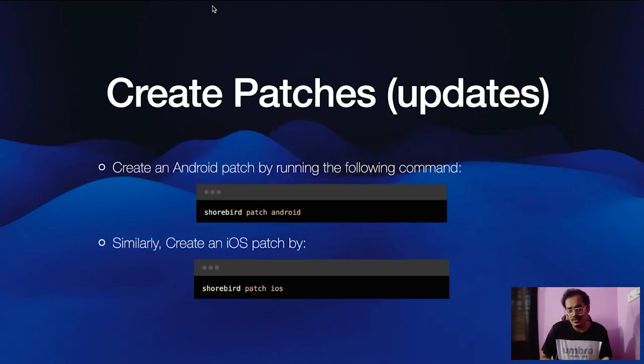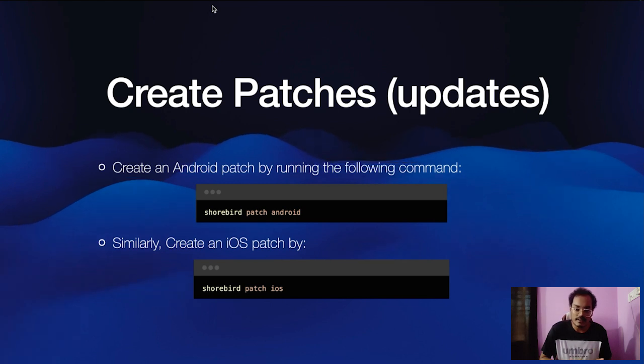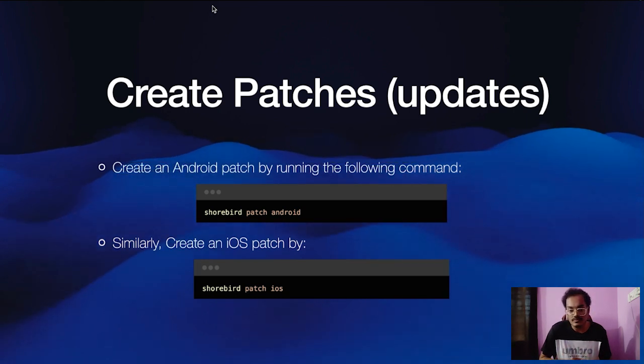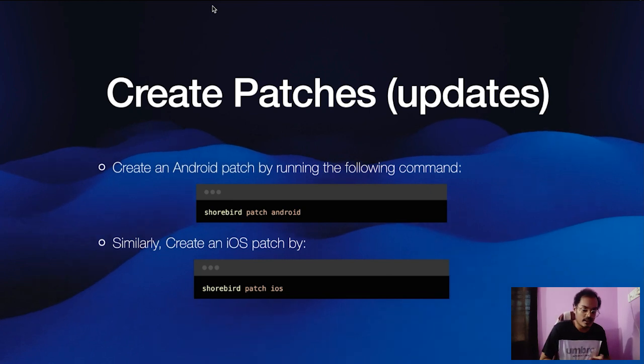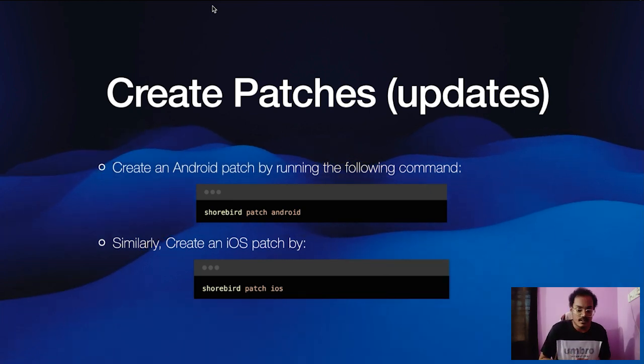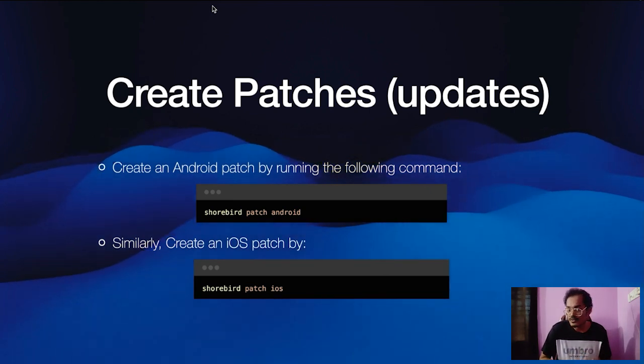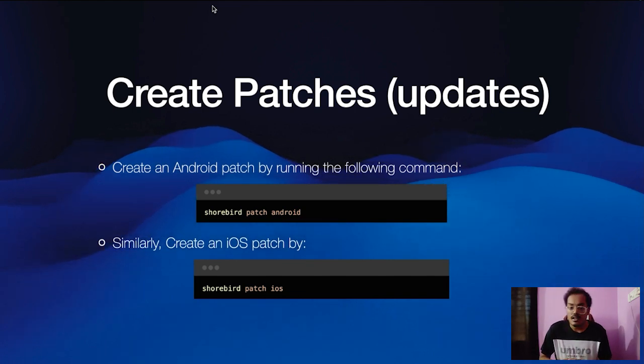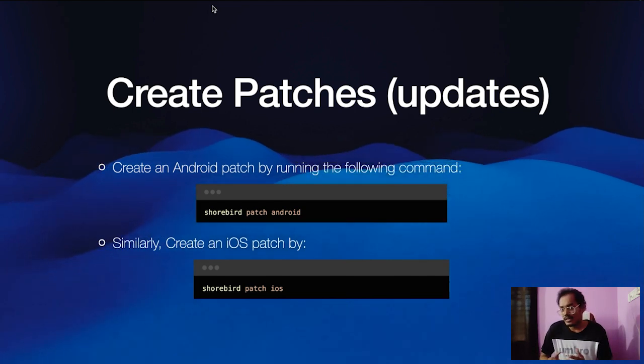So to create a patch, once you have changed your code, that made certain changes and updates to your code. For Android, you can just hit Shorebird patch android. Similarly, for iOS, you will replace the platform with iOS, and this will create a patch. It will ask you which version you wish to patch, and this patch, as soon as it's built, it will be live. And the way this works is through diffing.